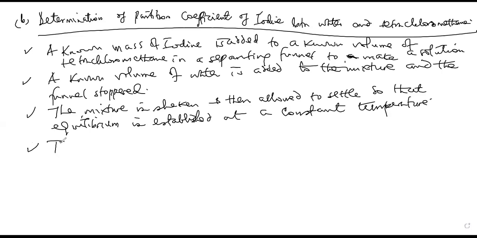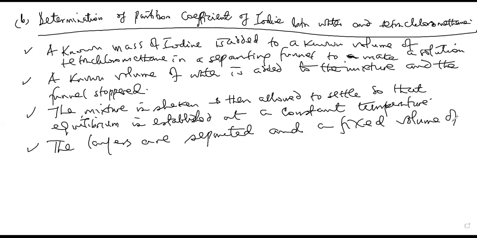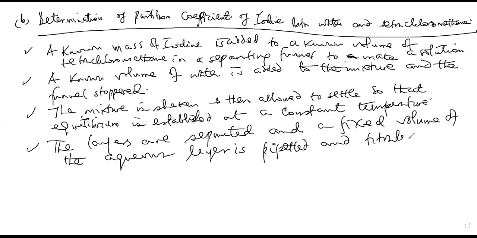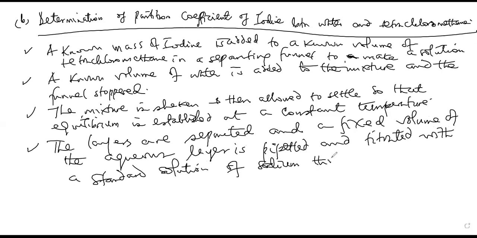Then, after equilibrium has been established, the layers are separated, and a fixed volume of the aqueous layer is pipetted and titrated with a standard solution of sodium thiosulfate, using starch indicator.